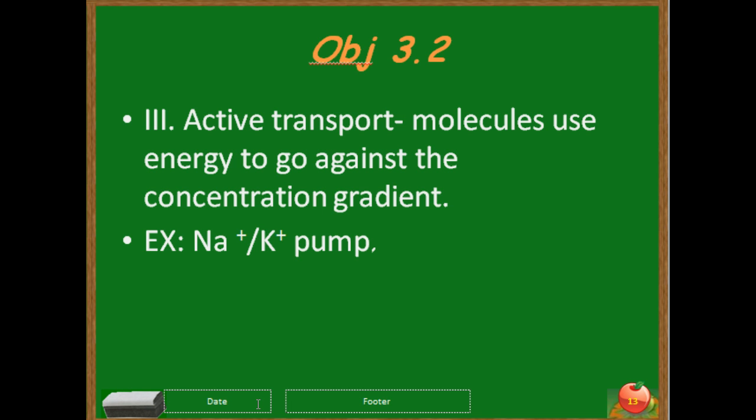They have to have some energy to do this because, of course, if you're going to exert all this energy to actually get into this place, it's going to require a lot of energy. And one of those examples would be the sodium potassium pump and how that actually gets in.